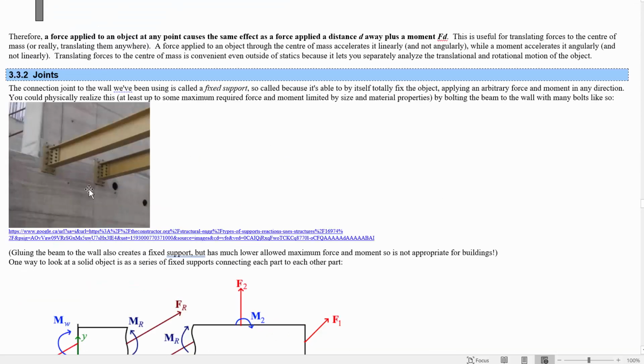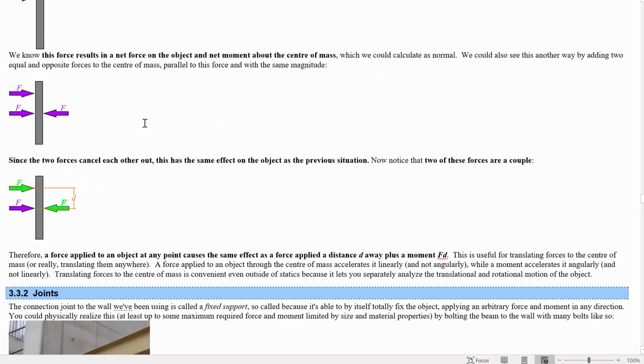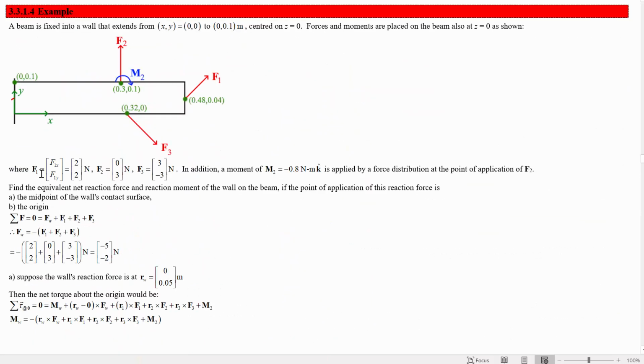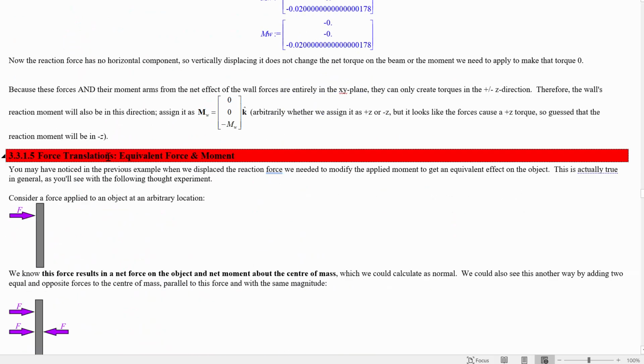Okay, so this setup where we had the beam fixed to the wall and the wall could provide a reaction force and moment, like at whatever level was required to stop it from moving. The wall can totally stop this from moving no matter what other force and torque is placed on this beam. That's called a fixed support.